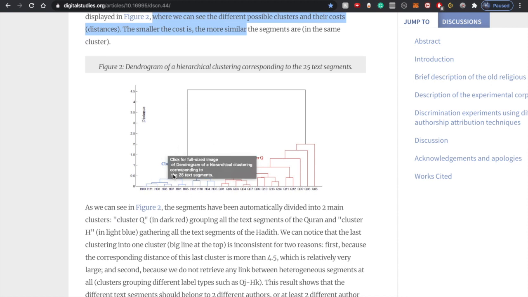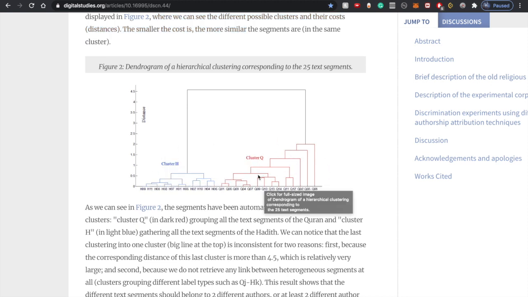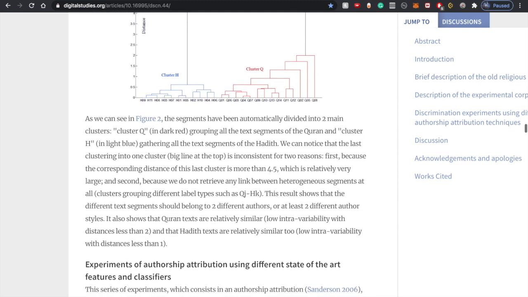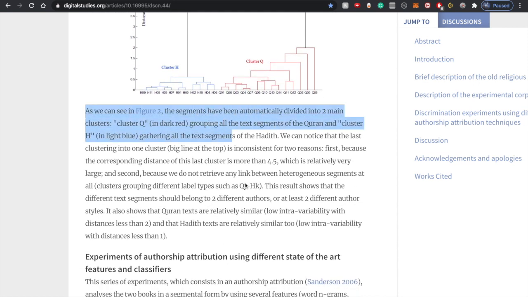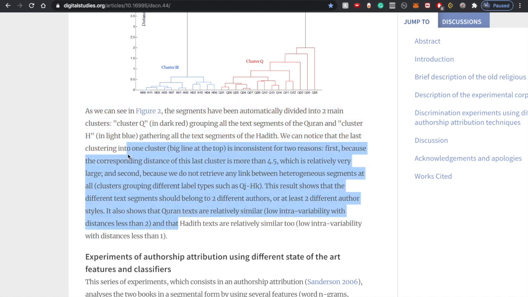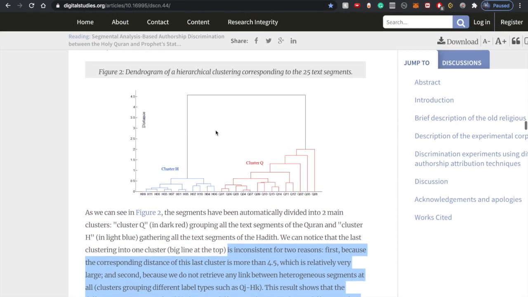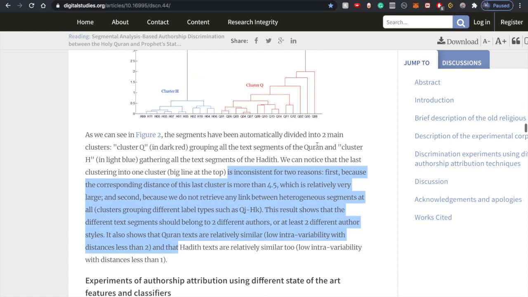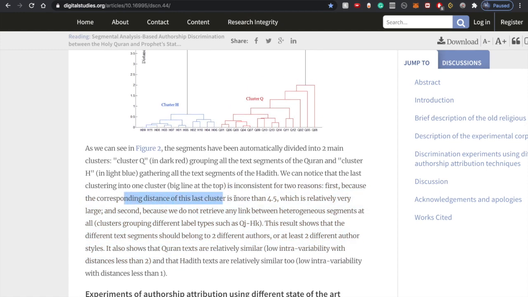So you can see the H segments group together perfectly, and the Quran segments group together as well. As we can see in Figure 2, the segments have been automatically divided into two main clusters, the cluster Q and the cluster H. Right, so the last cluster, this one here, it's too far apart. This is what they're mentioning, right? It doesn't count because the corresponding distance of this last cluster is more than 4.5, which is relatively very large. And secondly, this one doesn't count because we do not retrieve any link between heterogeneous segments at all.